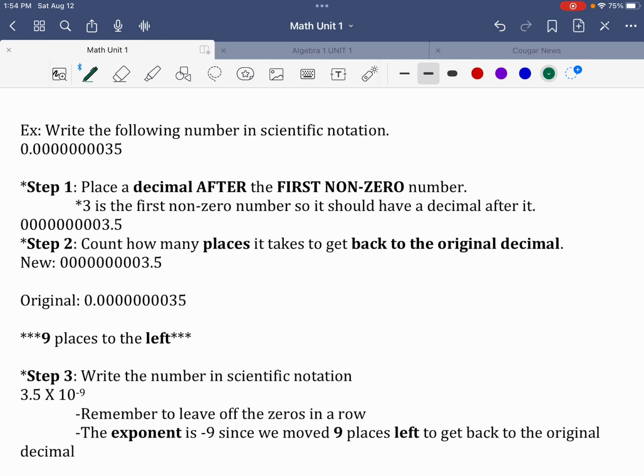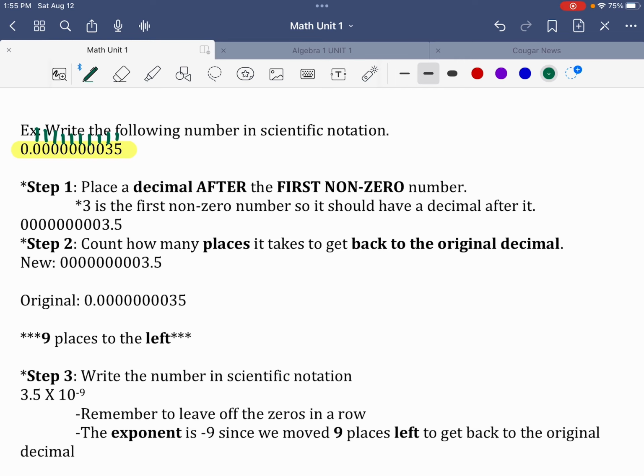It says write the following number in scientific notation. This is totally different from that first number, which was 8 gazillion. This one is just a very, very small decimal number. As you can see, there's a lot of zeros after that decimal before you even get to an actual number. So we have how many decimal places after the decimal? 1, 2, 3, 4, 5, 6, 7, 8, 9, 10 decimal places. So that's like 35 trillionths. It's a very, very tiny, small number.